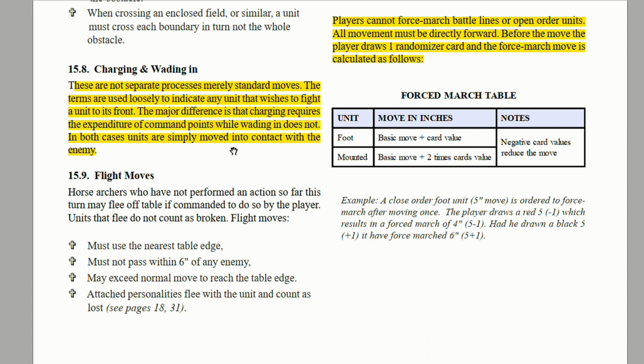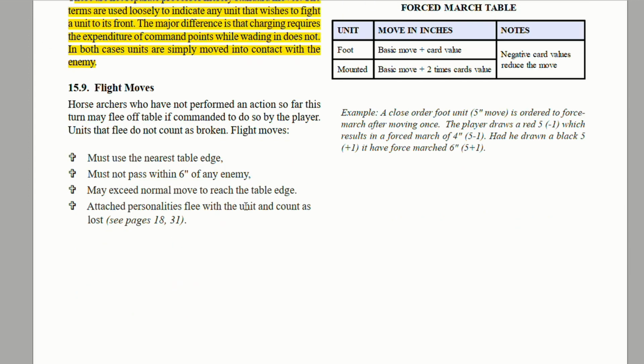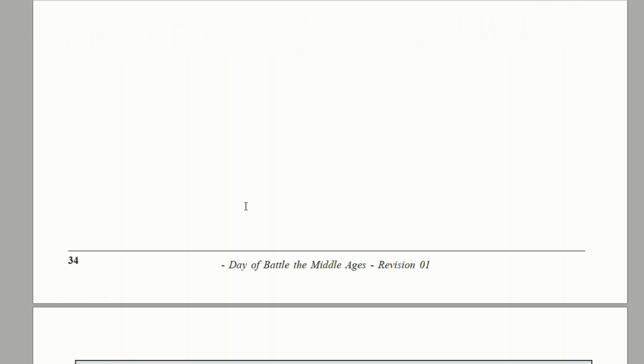Charging and wading. Charging is when you charge, you need command points to charge. Wading, you just advance against your opponent, you don't need command points. But if you charge, you get in the melee table, you get a +1 d6.